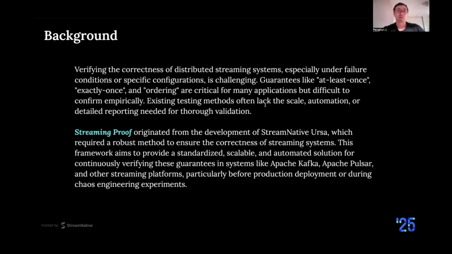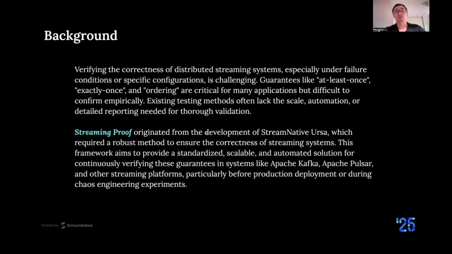If you just want to write a simple application with one consumer and one producer, it's pretty easy. But if you want to verify the system at scale, for example 100 producers and 100 consumers, maybe with 16 partitions, you need to design a testing system to verify the correctness of this streaming system. So we created a streaming proof project.